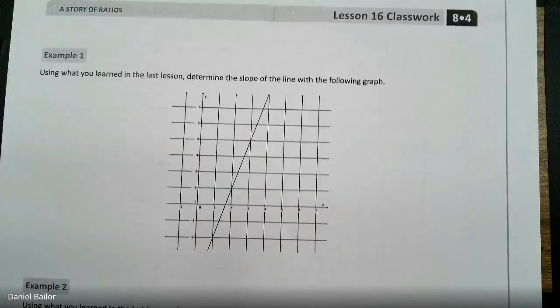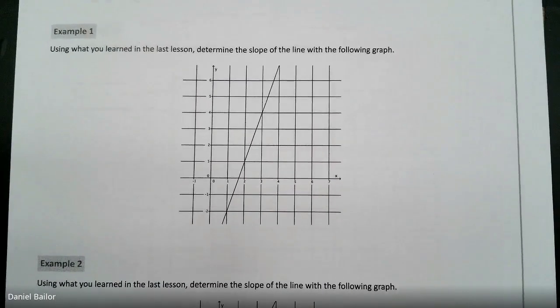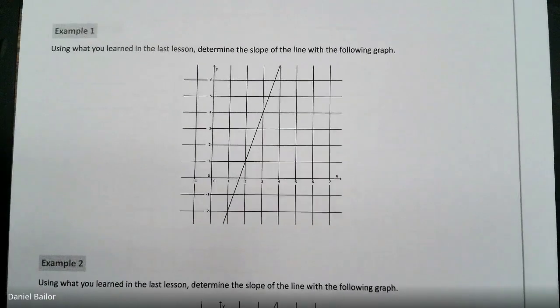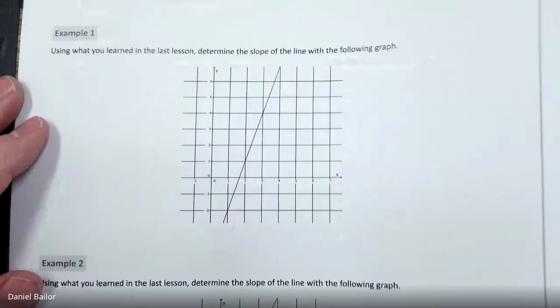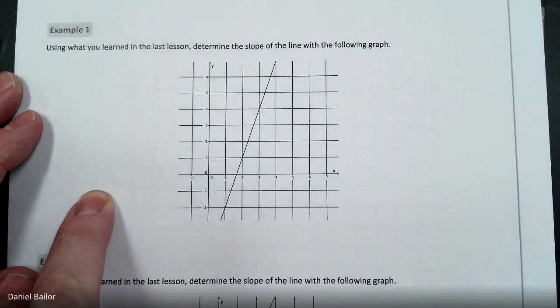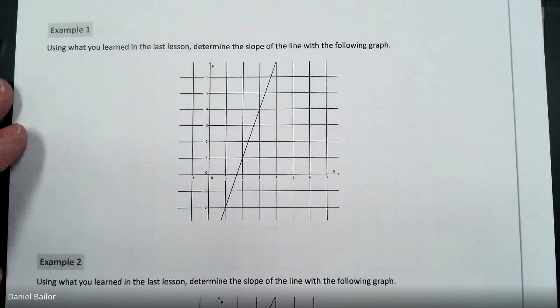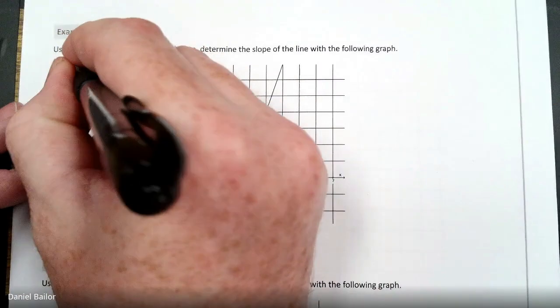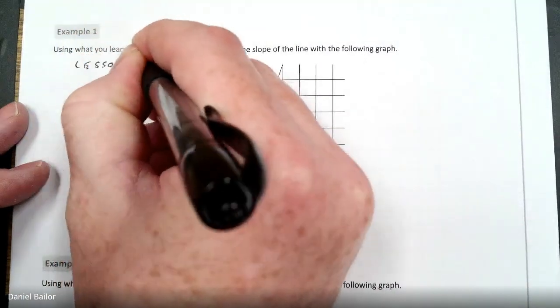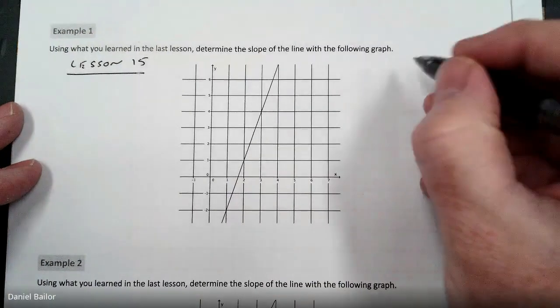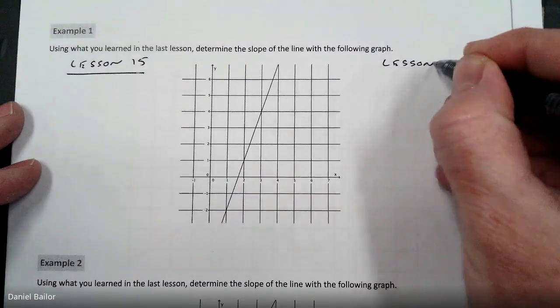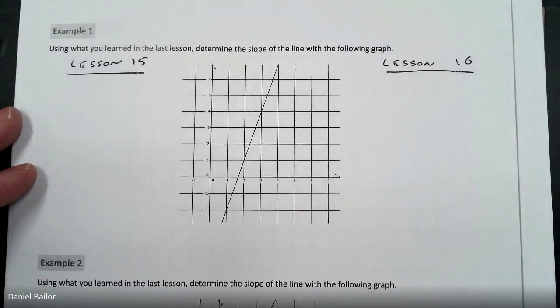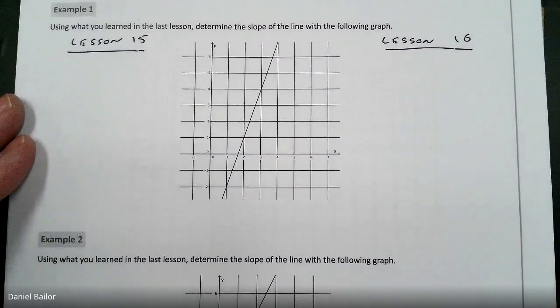So let's go to the first page of our work, page 181. Example 1. And it says, using what you learned in the last lesson, determine the slope of the line with the following graph. So I'm going to be doing what we did in lesson 15 on this side. This side is going to be lesson 16. So lesson 15 is going to be over here, the way we did it in the last lesson. Lesson 16, using the formula, I'm going to do it over here. So I'm actually going to show you both ways.